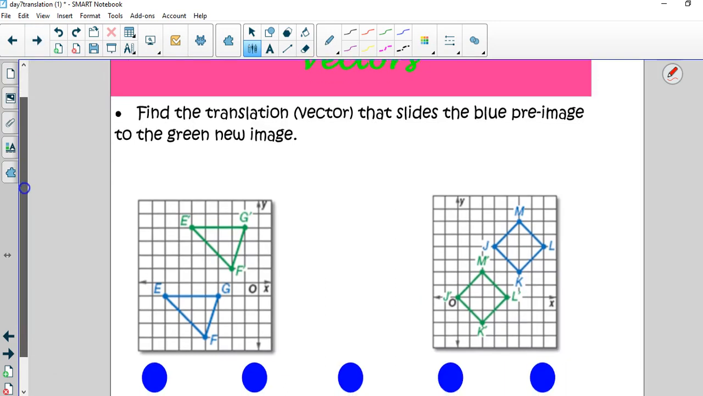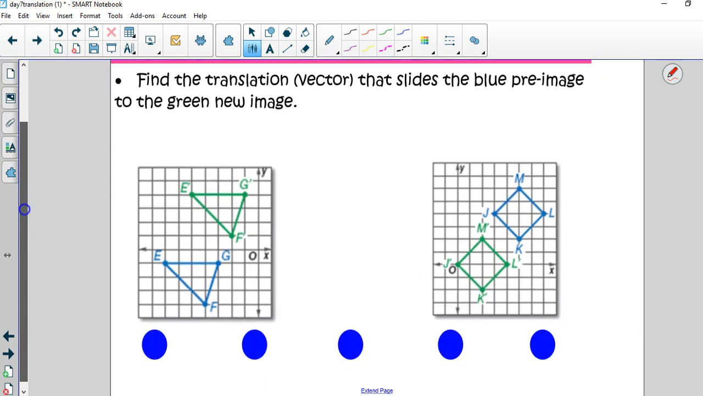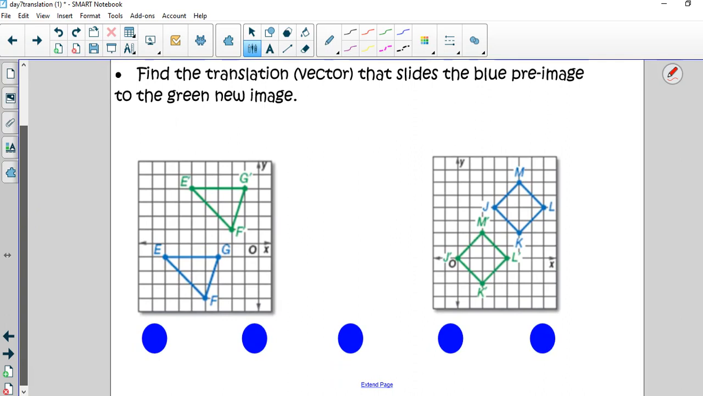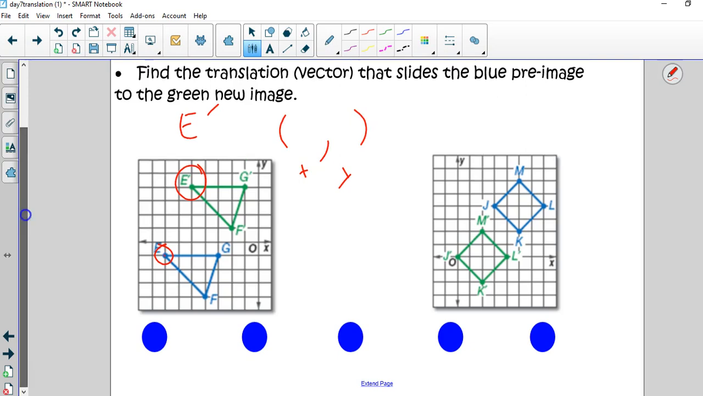So, more with vectors. Find the translation vector that slides the blue preimage to the green one. So all you do is pick a letter. It doesn't matter which letter you use. I'm going to go with E. And here is my new E with that funky little E prime. Okay? And since I always go x first, I'm going to count over 1, 2. Notice it lines me up perfectly. So I moved right 2, and then how many did I go up?